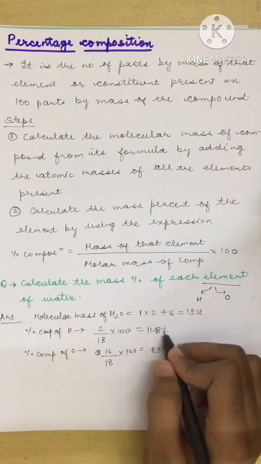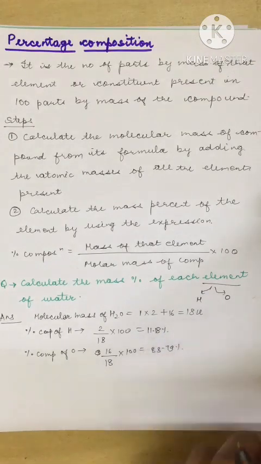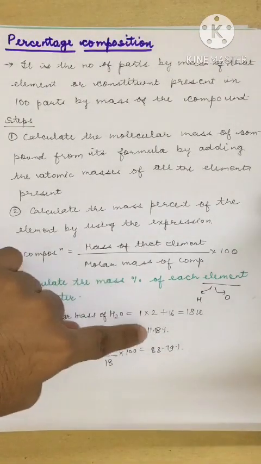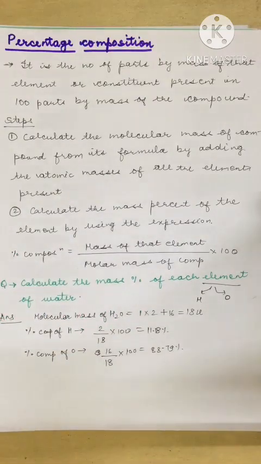Or else you can directly solve from here, that since 1 is already solved, the other can be easily carried out. In the case of 2, we can calculate easily out of 100 how many parts are left for the other element. So this is all for today.